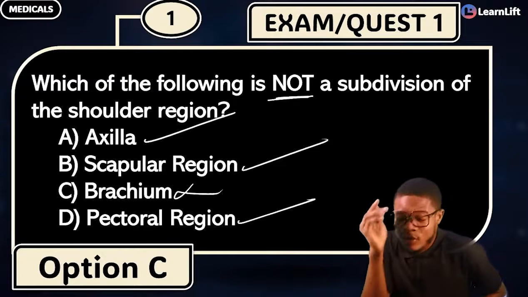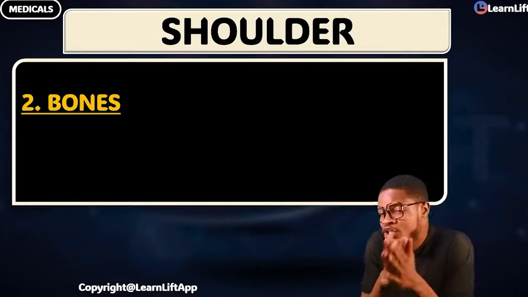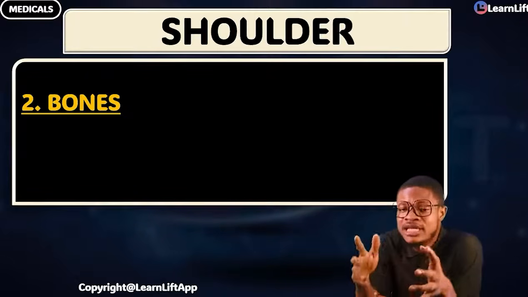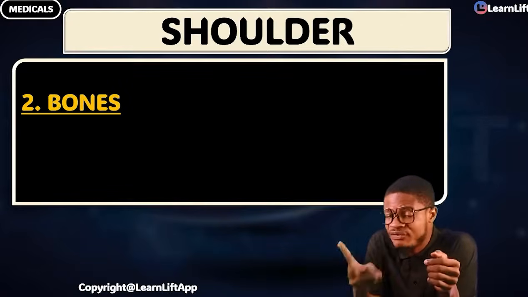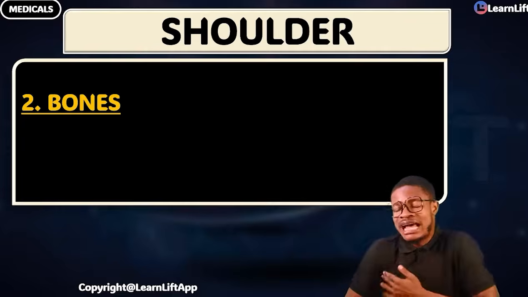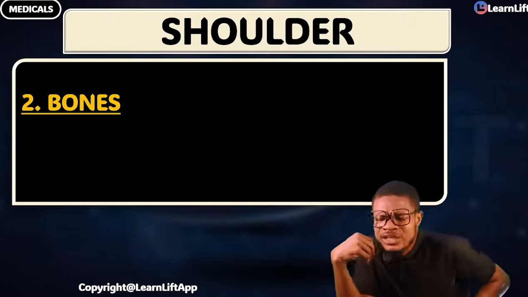Does it make sense? If you get this very quickly with me, I'd like you not to forget this very fast. What are the bones of the shoulder? We have looked at the subdivisions of the shoulder. And how many subdivisions of the shoulder do we have? There are just 3 of them. The axilla or the armpit, the scapular region, and the what? The pectoral or the what? The breast region.